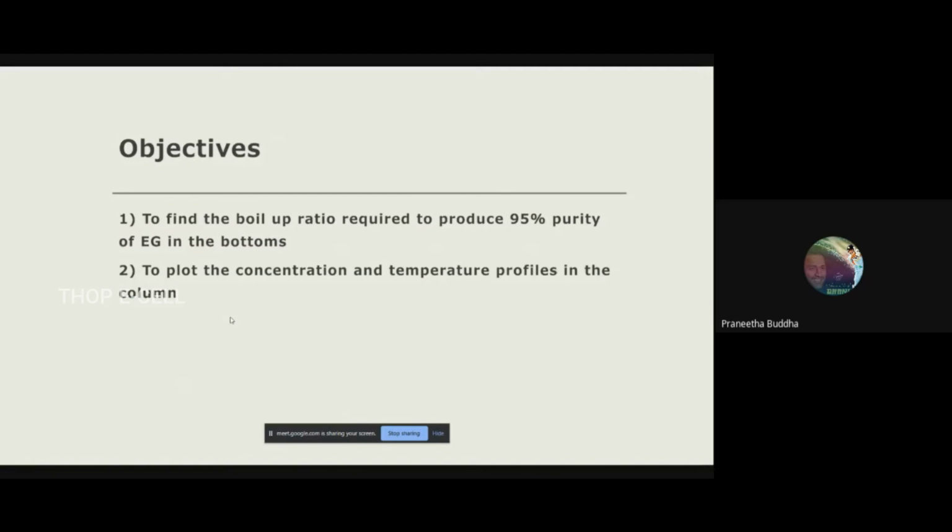The objectives of the study are to find the boil-up ratio required to produce 95% purity of ethylene glycol in the bottoms and to plot the concentration and temperature profiles in the column.